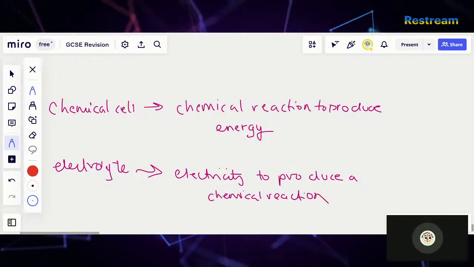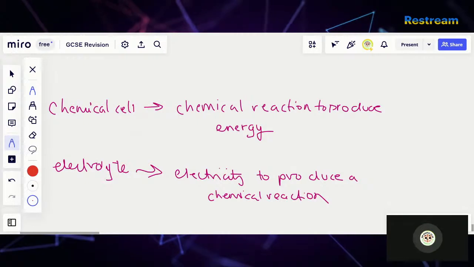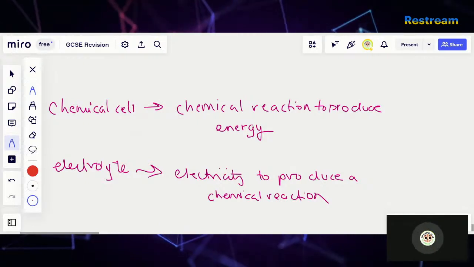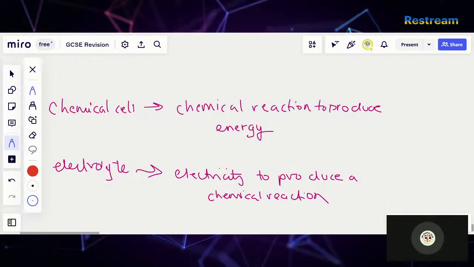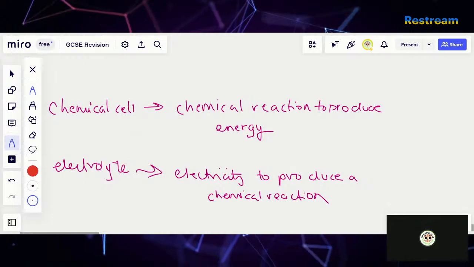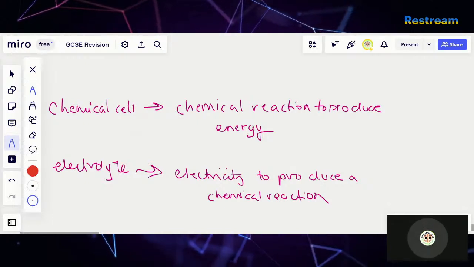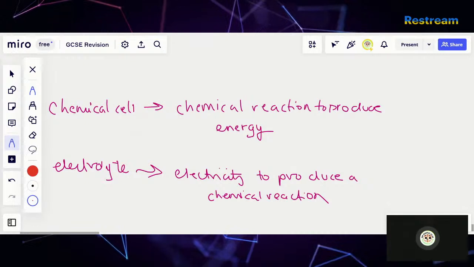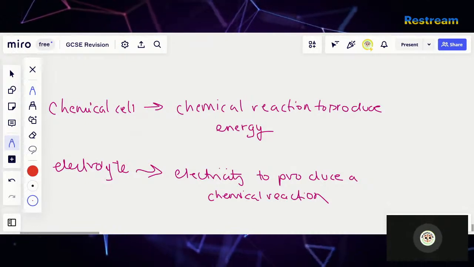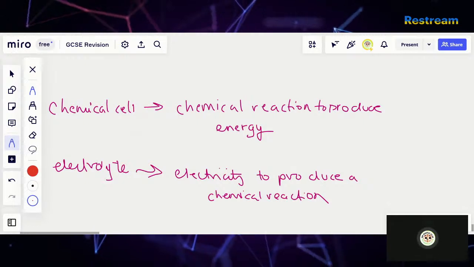And that is what's so ironic about this. A chemical cell uses a chemical reaction to produce energy, and an electrolyte uses electricity to produce energy and a chemical reaction. Now, finally, explain why the excess hydrogen must be burnt off in a hydrogen fuel cell. Now, this prevents hydrogen from escaping into the air because hydrogen is explosive.